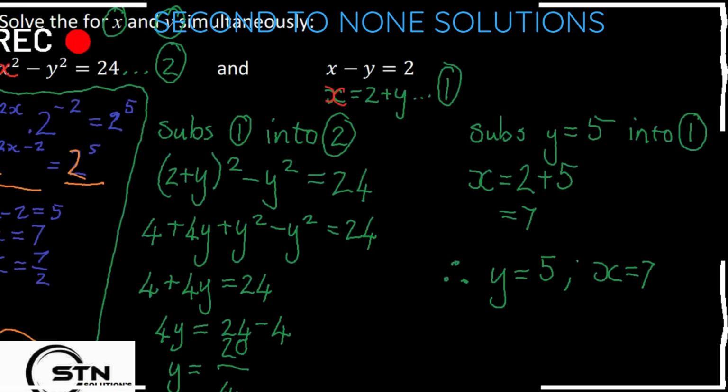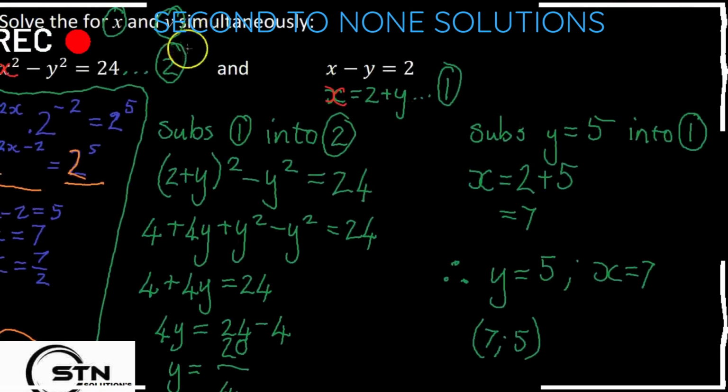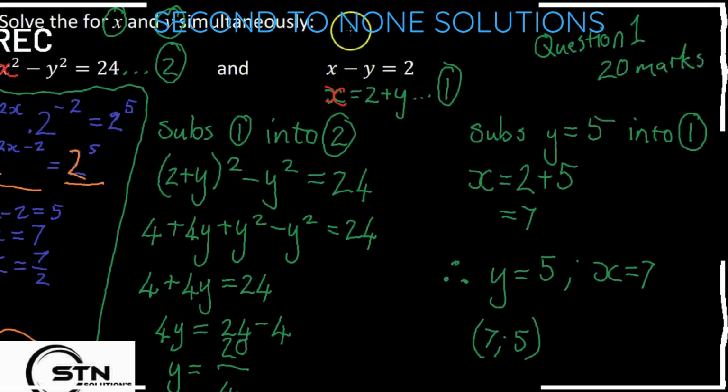If this were a problem on the Cartesian plane, which it's not, you would write your final answer as 7, 5, because that's the coordinate. But it's not, it's just a straightforward solve for x and y simultaneously. Well, my lovely one, that is a whole question 1 of paper 1. It is worth 20 marks. So it's 20 easy marks. All you've got to do is make sure you can work with algebra.